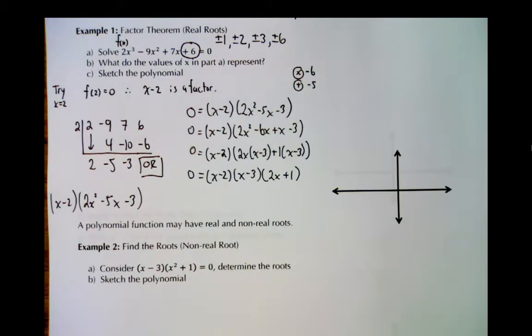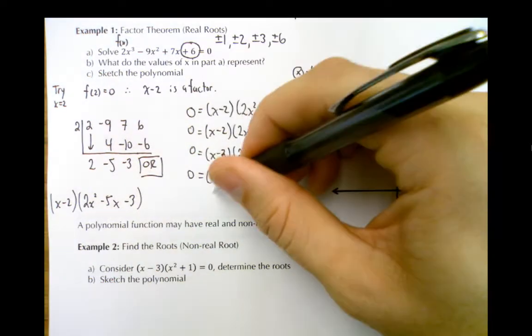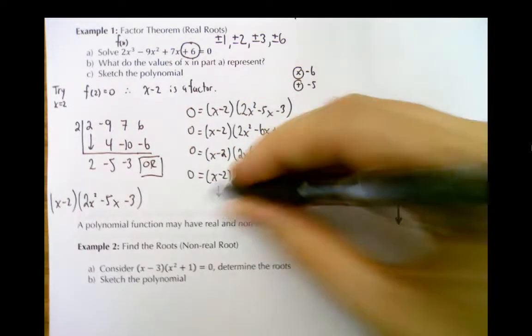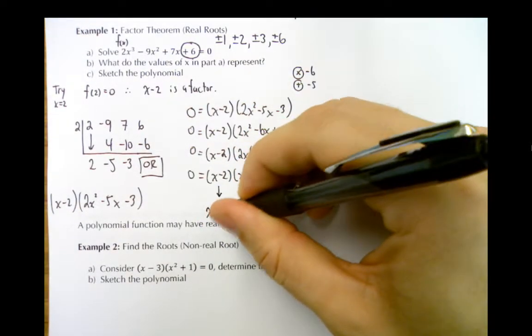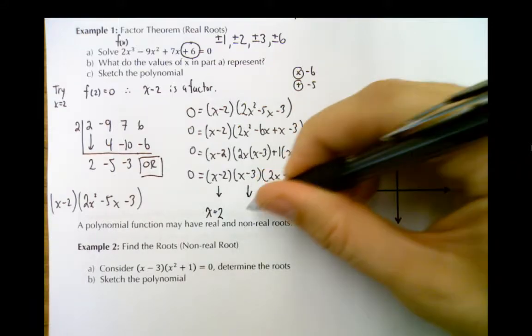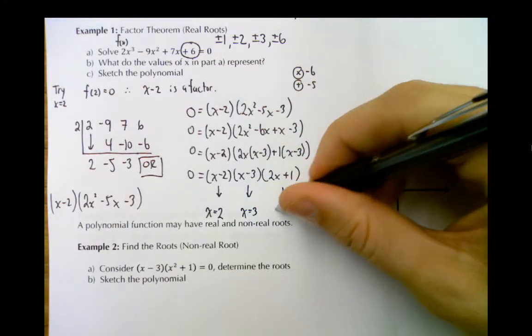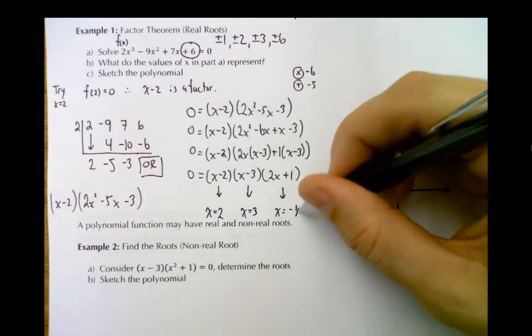And now we're just solving this equation. And to solve this factored equation, we basically take each of our factor brackets, set it equal to 0, and solve. So we get a root from the first one of x equals 2. From the second one, we get x equals 3. And from the third one, we get x equals negative a half.